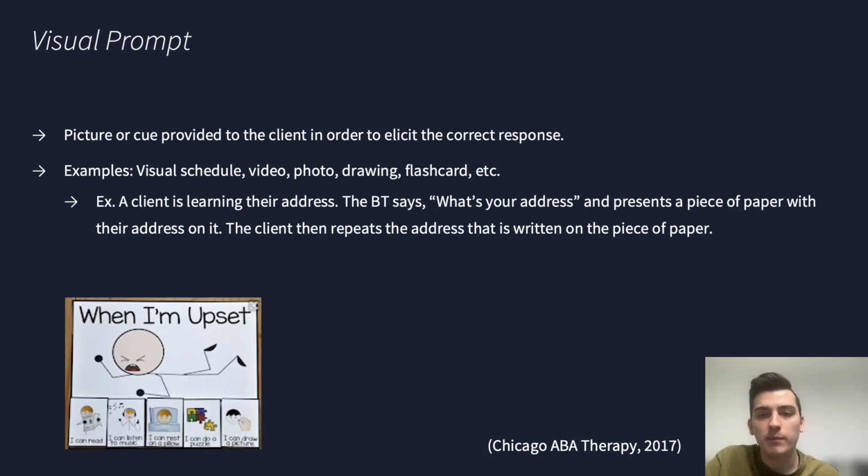Next is a visual prompt. According to Chicago ABA Therapy, a visual prompt is a picture or cue that is provided to the client to elicit the correct response. Some examples of visual prompts include visual schedules, photos, drawings, flashcards, etc. An example of using a visual prompt is when a client is learning their address. The BT says, "What's your address?" and presents a piece of paper with the address on it. The client then repeats the address that is written on the piece of paper.